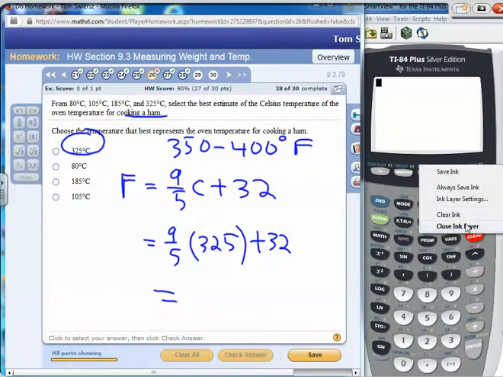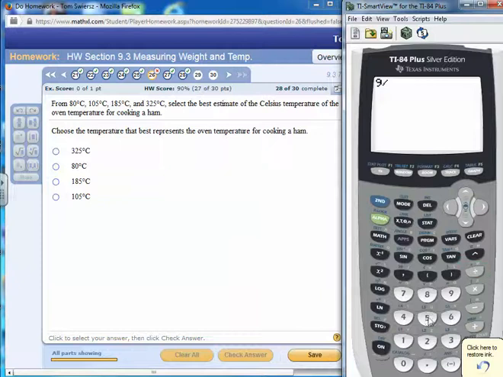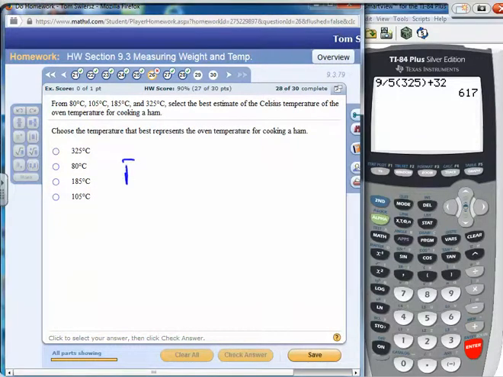9/5, we can do 9 divided by 5 times, in parentheses, we'll try 325, right paren, plus 32, and we get 617 degrees, which appears to be too high of a temperature. We don't cook meat, pork, at 617 degrees. So let's go ahead and try 185, okay? So 185 is the next highest, so we'll do Fahrenheit is equal to 9/5 times 185 plus 32.